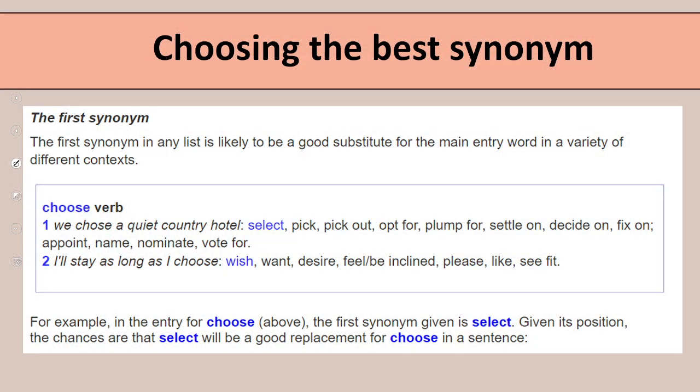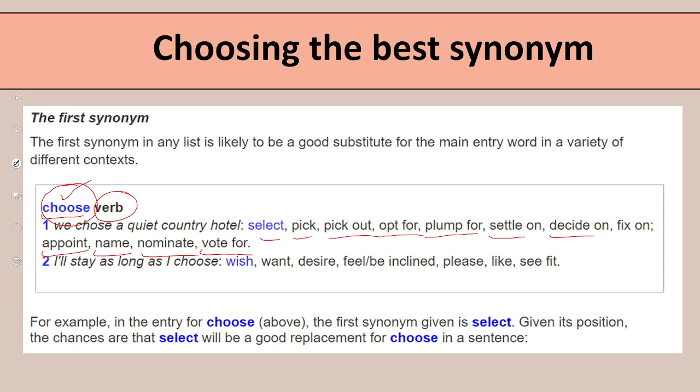So usually the first synonym is the closest and strongest synonym that we have. So first let's see, the word is choose. It is a verb, and we have words like select, pick, pick out, opt for, plump for, settle on, decide on, fix on, appoint, name, nominate, vote for. So all of these words are synonymous to the word choose.